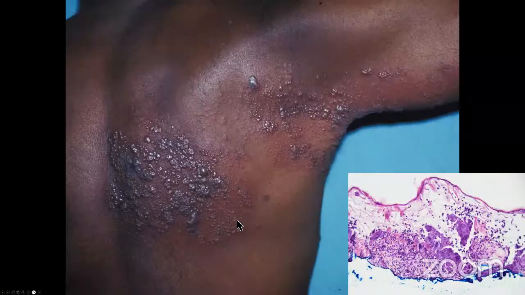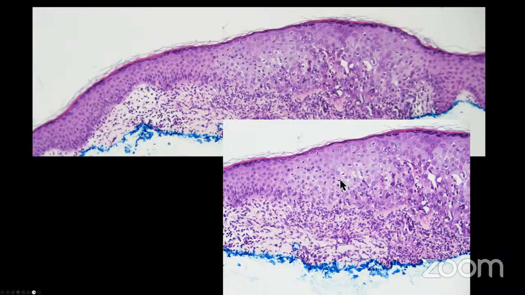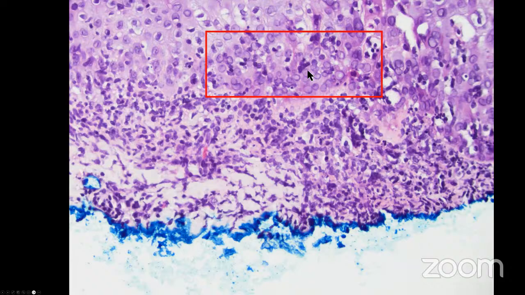Everybody knows this, herpes zoster: you've got the obvious blister and the vacuolar and the viral cytopathic changes. Here's an example of a lichenoid tissue reaction, but if you look closely, these cells have that same viral cytopathic change that you can see in zoster. So you can have a lichenoid tissue reaction with zoster.